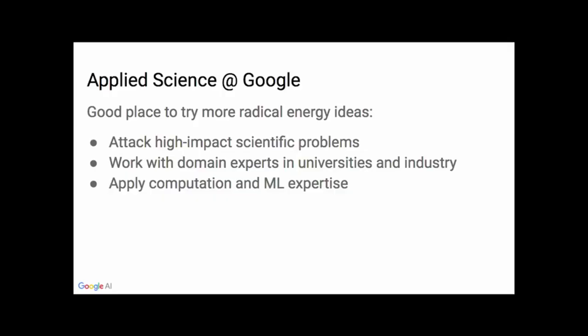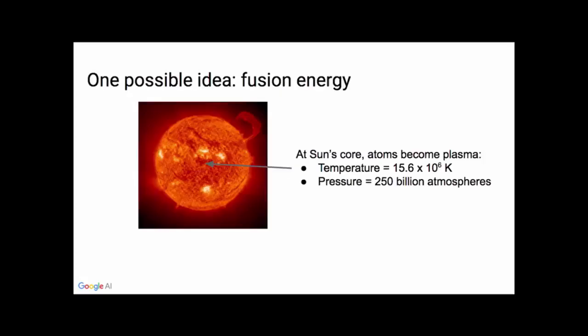To put it in context, I lead a group, as Sammy mentioned, called Applied Science at Google. That's more general than energy. What we do in applied science is we try to attack various high-impact scientific problems in biology or physics. We work with domain experts in university and industry. We find the people who have some new idea, and then we take our expertise in large-scale computation or machine learning and help them on their scientific problem. Energy is one example of this. We've been looking for different places to help, and we found one interesting place in fusion energy.